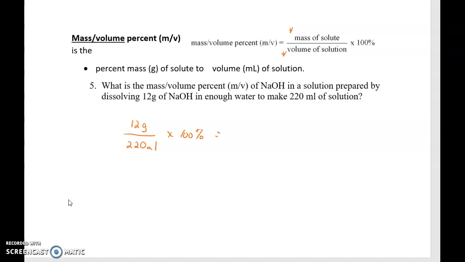and that will give us, turn the page over here, 5.5%, and we'll write mass over volume sodium hydroxide.